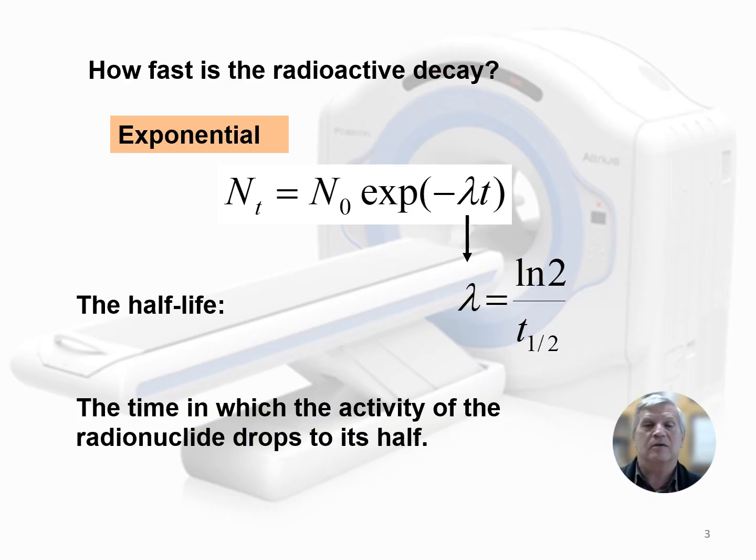Let me say some words about the rate of the radioactive decay. So the question is how fast it is. If you want to describe this mathematically, then you see an exponential function. So this is the starting number of nuclides, and this is the number of nuclides after time t. And this lambda is the so-called decay constant. If you are not familiar with the exponential function, just don't worry. The point is that from this decay constant, we can calculate the so-called half-life. The half-life is the time in which the activity of the radionuclide drops to its half.